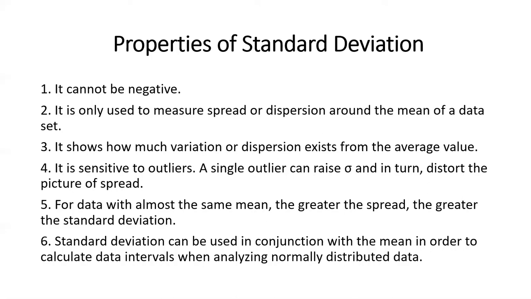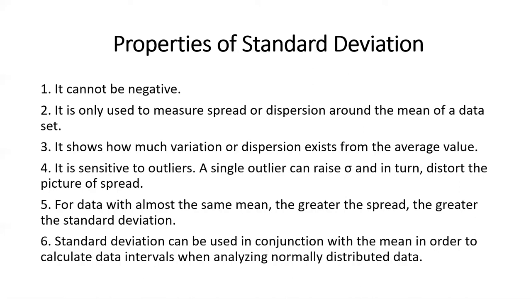Then it is sensitive to outliers. Standard deviation is affected by extreme values. A single outlier can raise it and in turn distort the picture of spread. Outliers mean extreme values. Then the fifth point is for data with almost the same mean. If a data set has the same mean, the greater the spread, the greater the standard deviation.